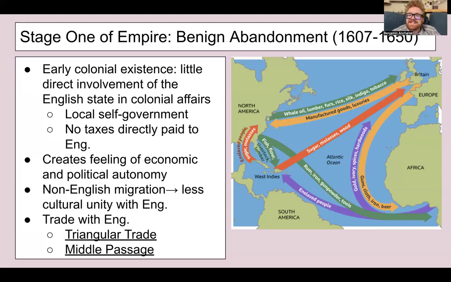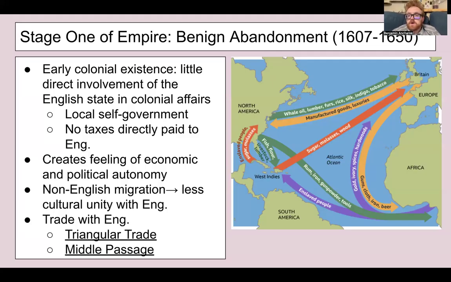It sets up a precedent, a tradition, if you will, of the American colonists not having a lot of supervision by England. England is technically in charge, and no one's calling for independence, but they enjoy a lot of freedoms by living in North America. One of those freedoms, in addition to local self-government, is the idea of no direct taxes to the English.